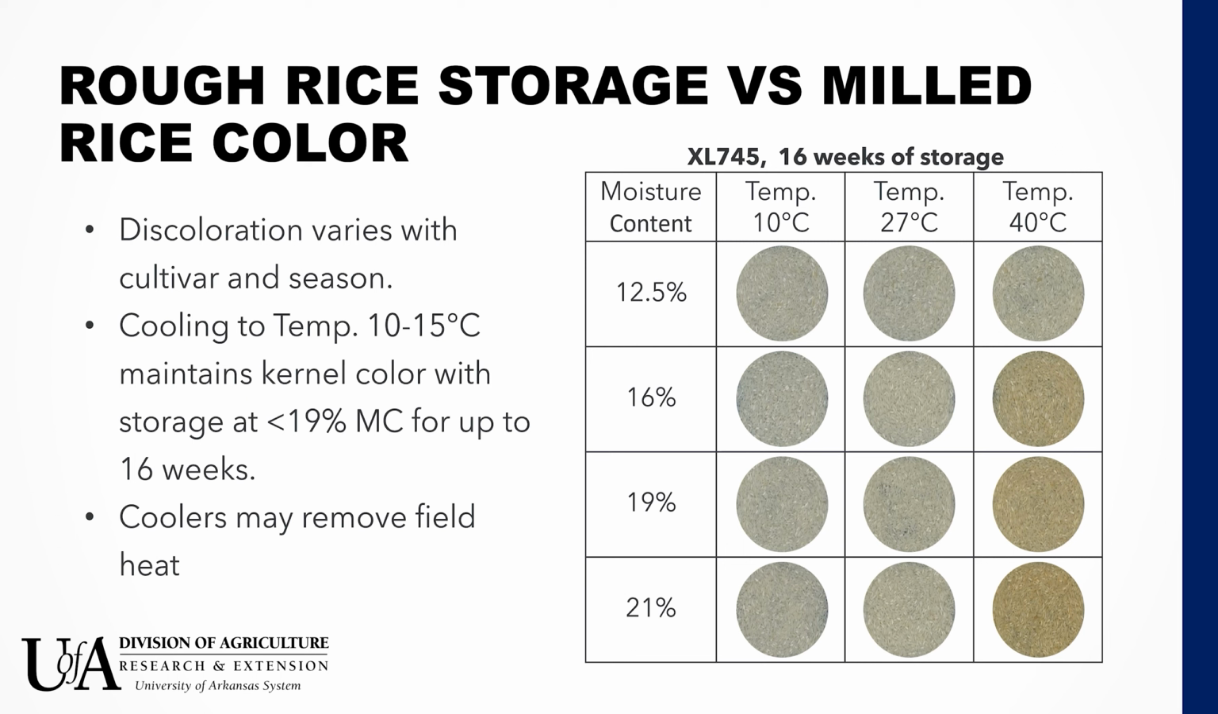Now, we have realized, therefore, from these kinds of studies that cooling to temperatures of about 10 to 15 degrees Celsius may maintain the kernel color if we store it at moisture content that is below 19% for up to about 16 weeks. We, therefore, recommend that the use of coolers might be very important, especially if we are going to combat some of the effects of the field heat that is put on the rice during storage.